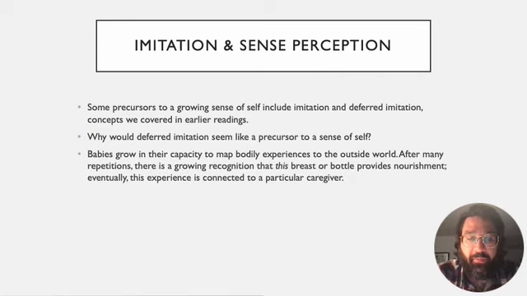Babies grow in their capacity to map bodily experiences to the outside world. In other words, they repeat the same gestures or behaviors over and over, and there's a growing recognition that this particular breast, this particular bottle is providing me nourishment. They're starting to differentiate objects in the environment. And eventually they connect these experiences of being nourished and cared for with a particular caregiver. So later on, toward the end of the first year, separation anxiety and attachment start to emerge. Now they're connecting positive experiences with particular people, which is why they show a strong preference for certain individuals who are consistently meeting their needs.